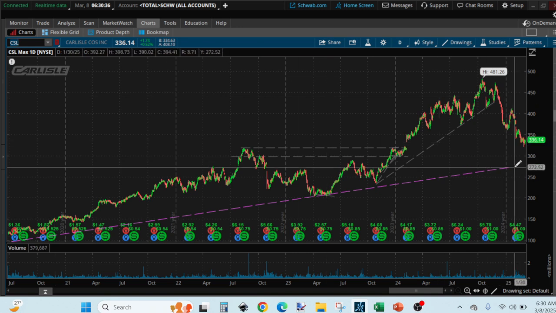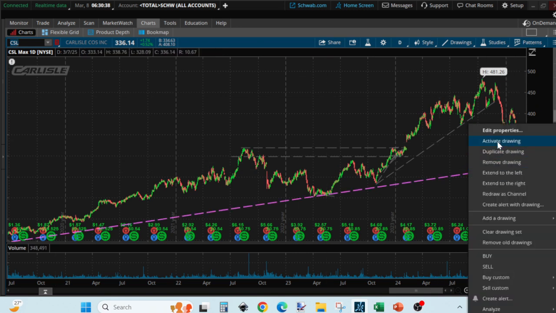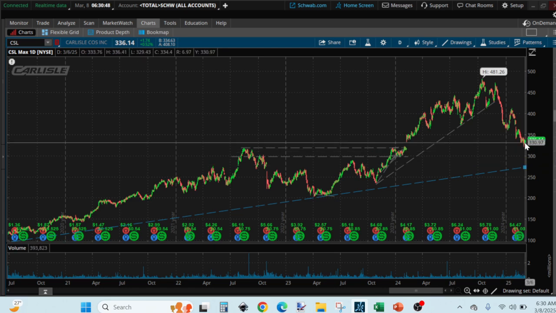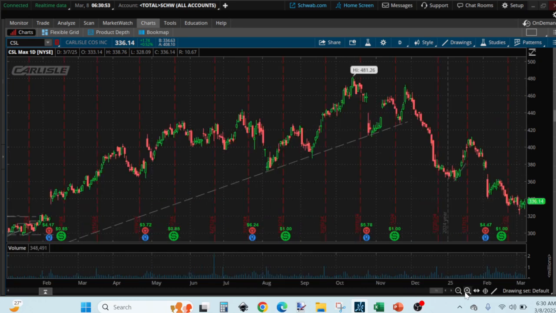CSL, we have our trend line that we would like to buy at if it pulls back to that trend line. Right now it is pulling back, but it's not quite close to it yet. Yesterday the price went up. That's why we have a green bar there. A green bar means that at the end of the day, the price of the stock was higher than the price in the morning when the market opened. And a red bar means the price at the end of the day was lower than the price in the morning.